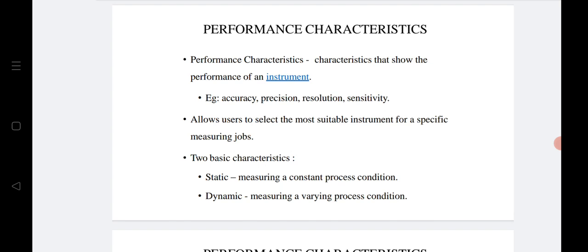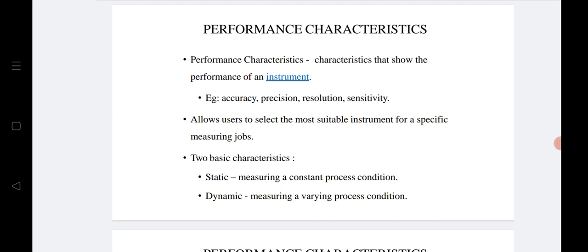Examples of performance characteristics are your accuracy, precision, resolution and sensitivity. So in performance characteristics we are going to find out the accuracy, precision, resolution and sensitivity. What is the main important thing of performance characteristics? It allows a user to select the most suitable instrument for a specific measuring job. For measuring any job, what is the best instrument which we require? We are going to select that particular instrument.